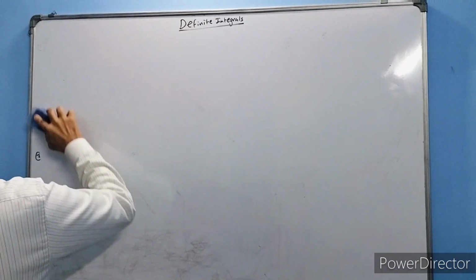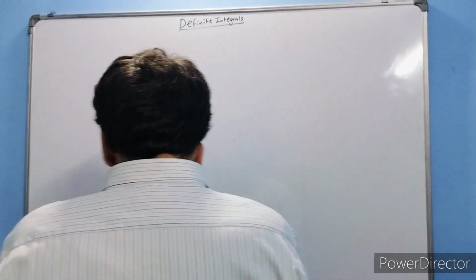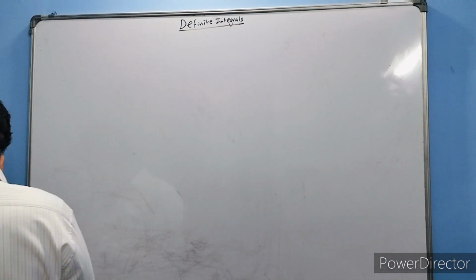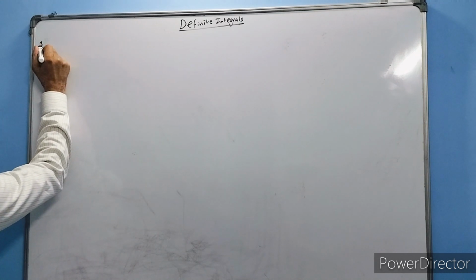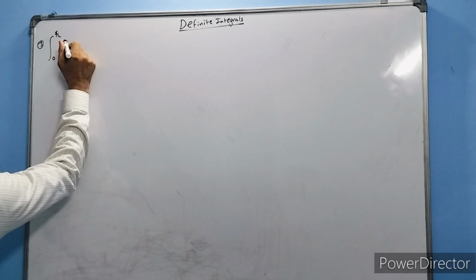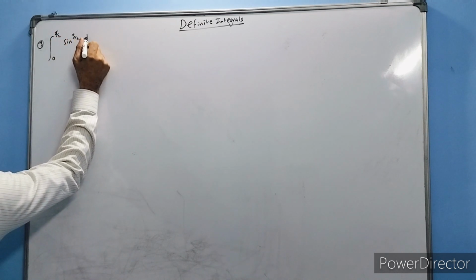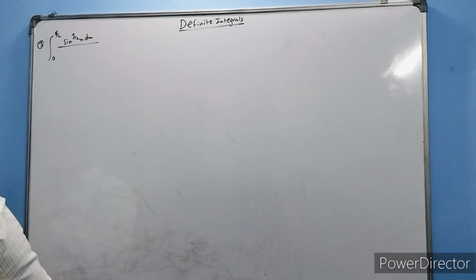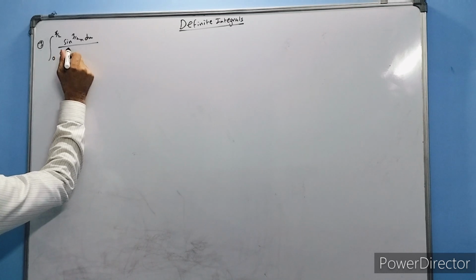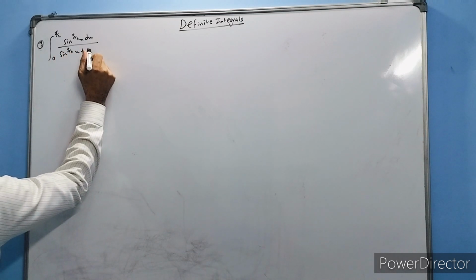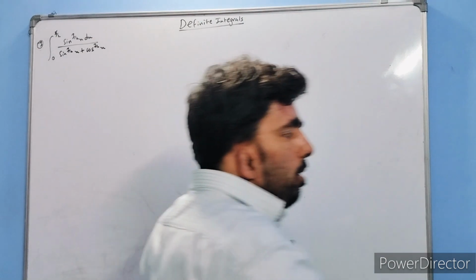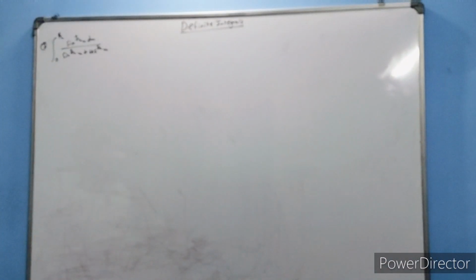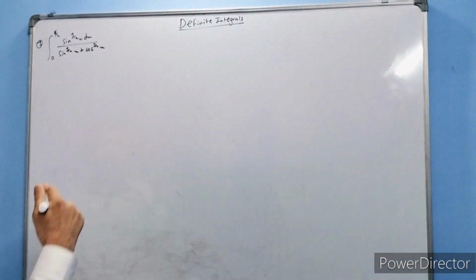Which property will be applied? Let us see. The third question they have given is about this: the integral from 0 to pi by 2 of sin^(3/2) x dx upon sin^(3/2) x plus cos^(3/2) x. This is a numerical we'll try to solve.